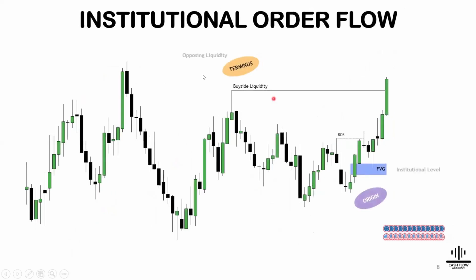Here's another example. This is the euro dollar. This is a weekly time frame, and we can see that these are a very good origin. Why do I trust this as a very good institutional level? Price has swept this low, broken structure to the upside, retraced, and then this low is being protected, so it has formed an intermediate term low.